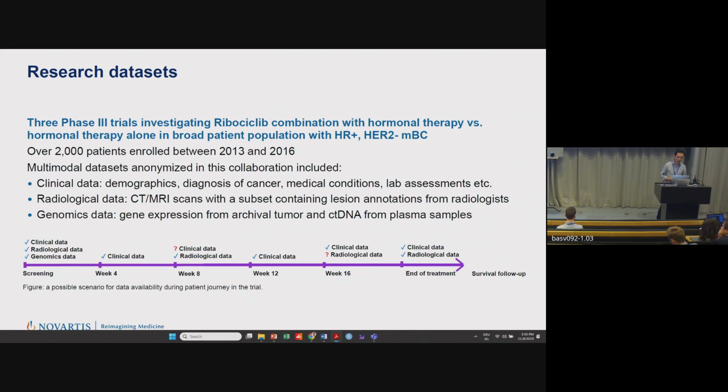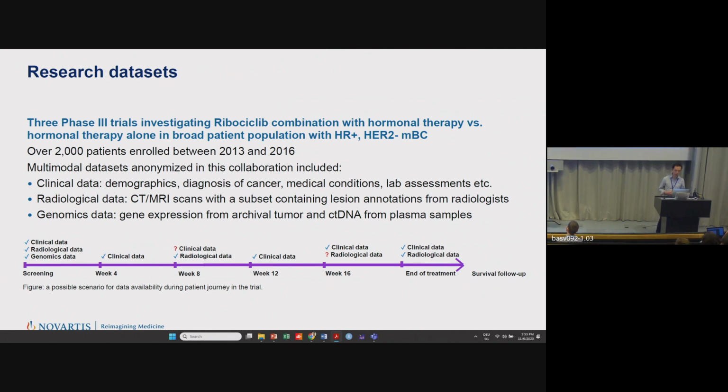And then we have genomics data. Those are gene expressions from archival tumor, as well as circulating tumor DNA data from plasma samples. So on the figure at the bottom, we have a possible patient journey in terms of their data availability. At baseline, this is when patients have the most complete data. We have clinical, radiological, and genomics data all collected at baseline.